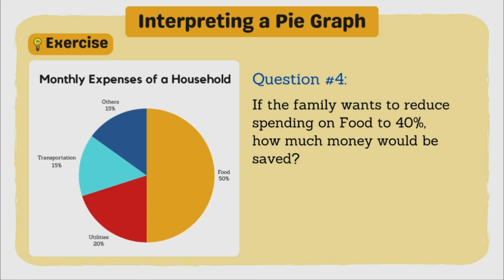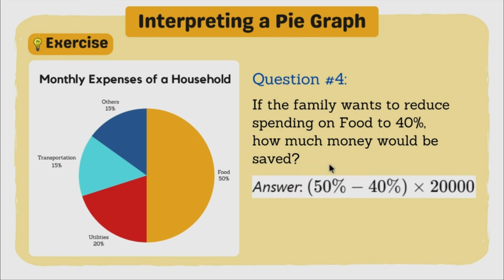Okay, question number 4 is, if the family wants to reduce spending on food to 40%, how much money would be saved? Okay? So kung magtitipid sila sa pagkain, gagawin nilang 40% ito, magkano kaya ang masisave nila? Again, this is still related po sa given in question number 1, wherein the monthly income is 20,000 pesos. So kung 20,000 pesos yung income, magkano kaya ang matitipid nila?